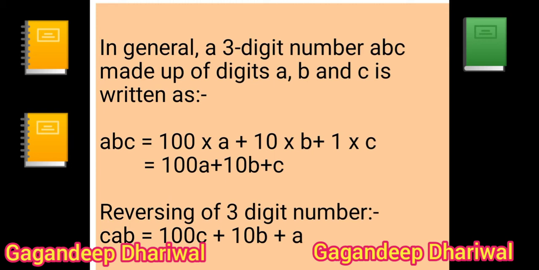So, in general, suppose ABC is your 3-digit number. You can write it as 100A plus 10B plus C. And if we want to reverse this 3-digit number, then we can write 100C plus 10B plus A. So, this is the general form of 3-digit numbers, how you can write a 3-digit number and how you can reverse it.